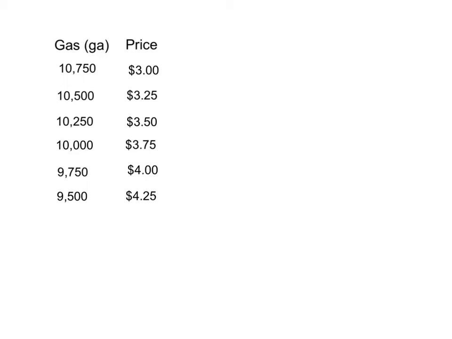These are just hypothetical, but let's say this is in the city of Dearborn. I don't know how much gas each gas station sells in a day, but let's say for a day, 10,750 gallons of gas they'll sell if the price is $3. If the price rises to $3.25 a gallon, they'll sell 10,500 gallons. If the price rises to $3.50, they'll sell 10,250.